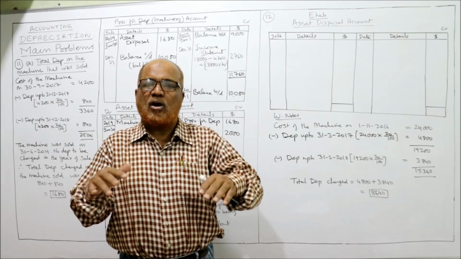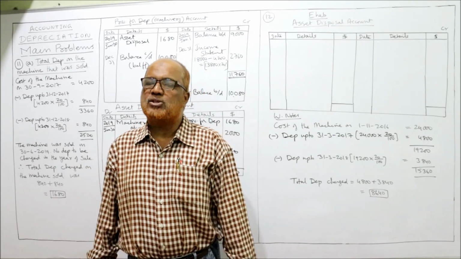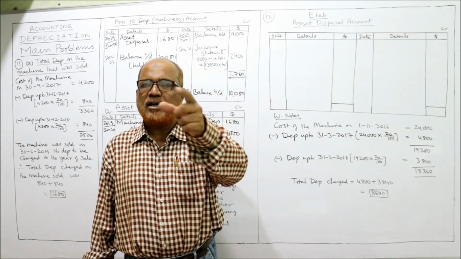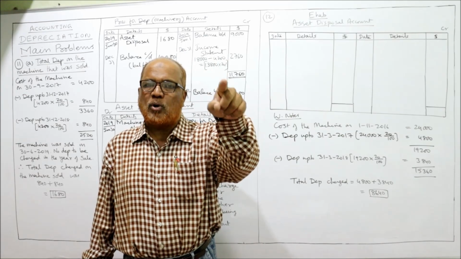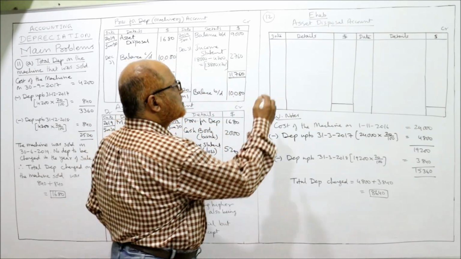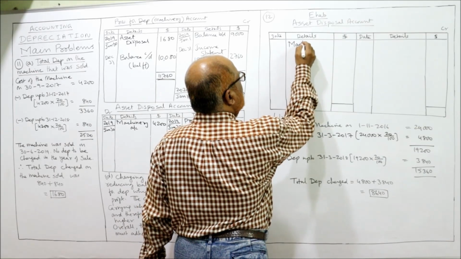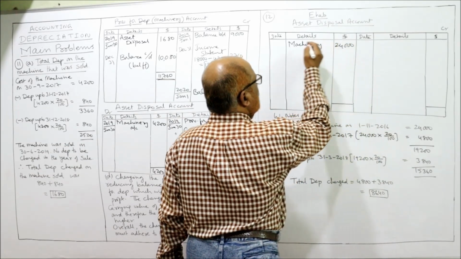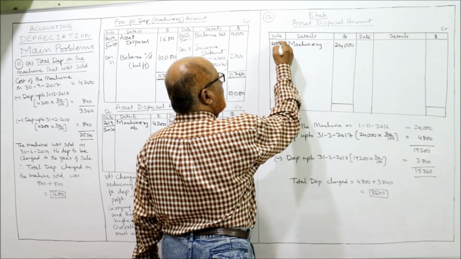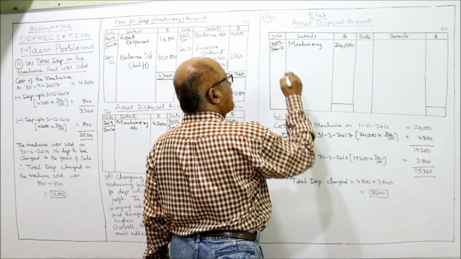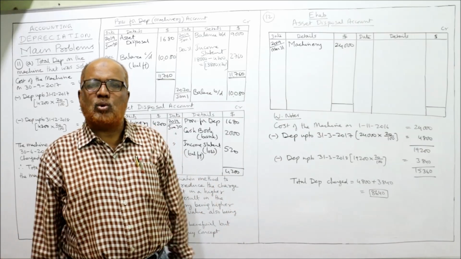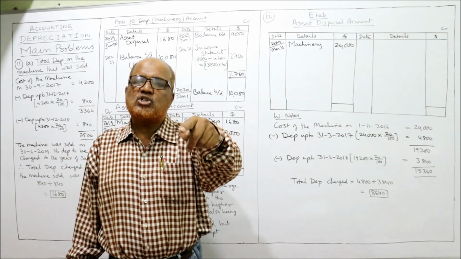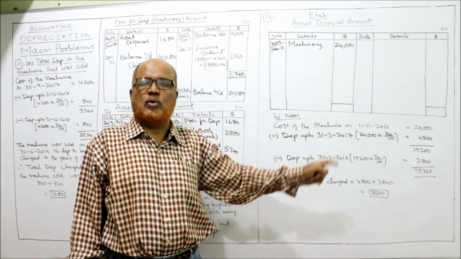Finished. Now we recall the four entries to be passed when an asset is sold. First entry, asset disposal debit, machinery credit. Again I repeat, asset disposal debit, machinery credit. So on the debit side, machinery. What was the cost of that machinery which was sold? $24,000. This is the cost. The machine was sold on 2019 March 31st. First entry completed.